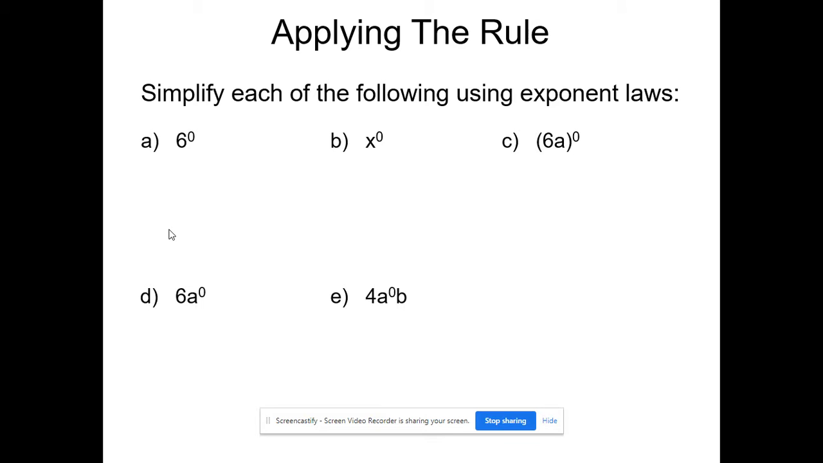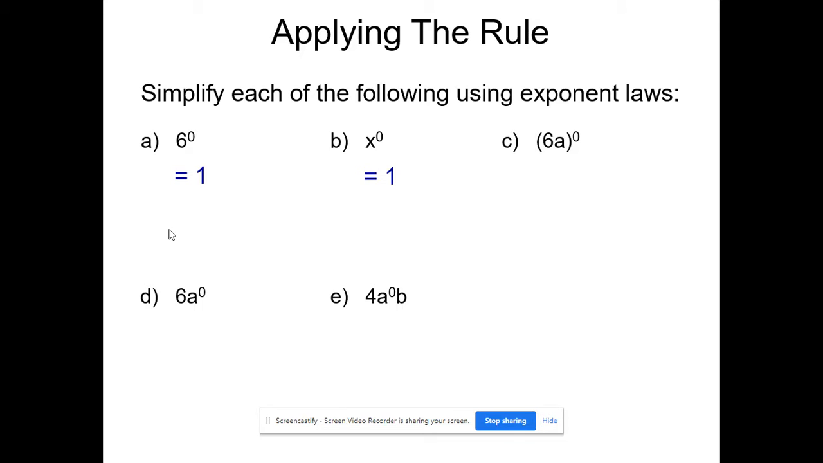So our first one, 6 to the power of 0. Now, anything to the power of 0, we just said is 1. So 6 to the power of 0 is 1. How about x to the power of 0? It doesn't really matter if it's a 6 or an x or a chicken. Anything to the power of 0 is 0. Nope, 1. Sorry about that. Anything to the power of 0 is 1.